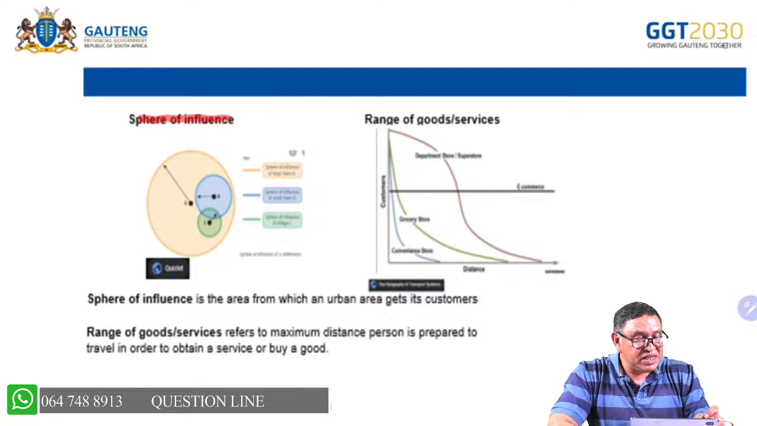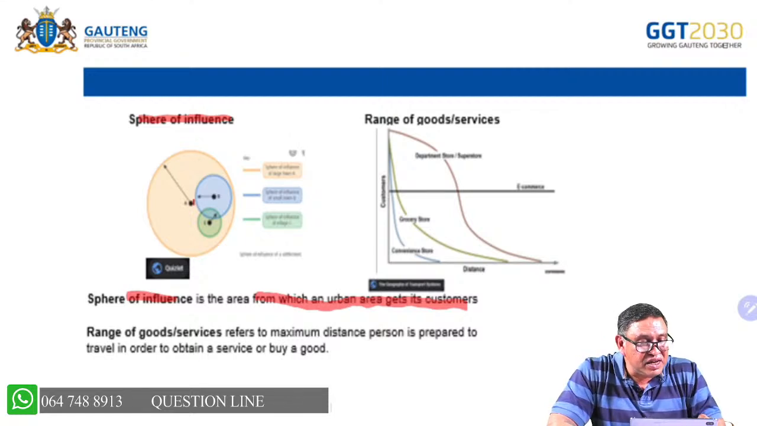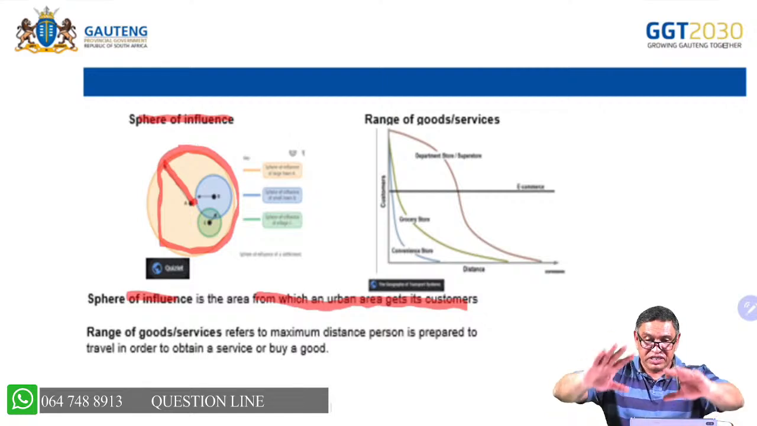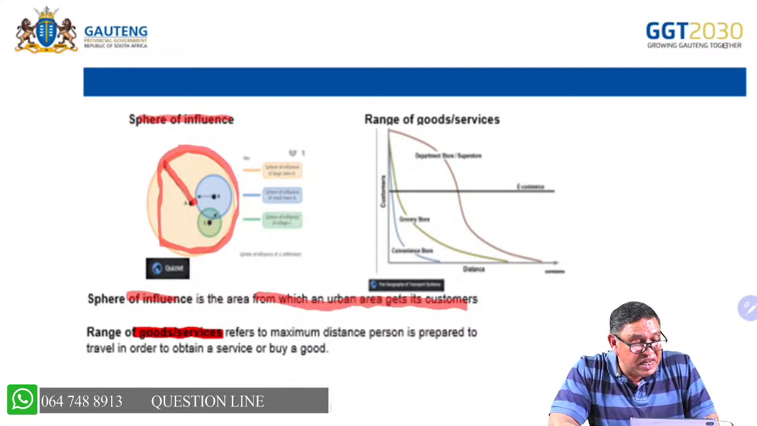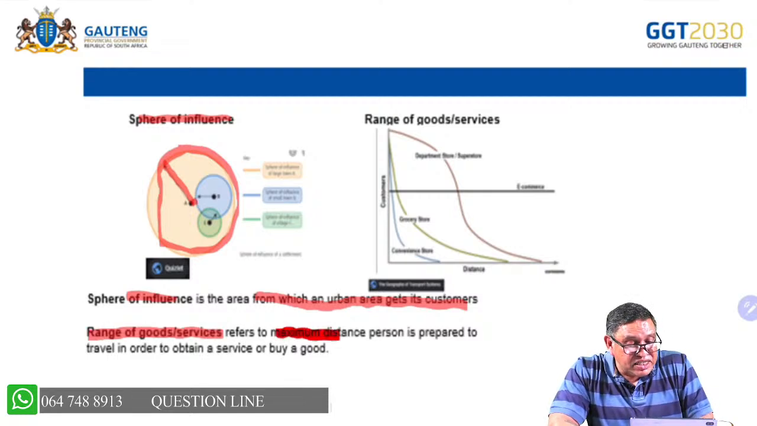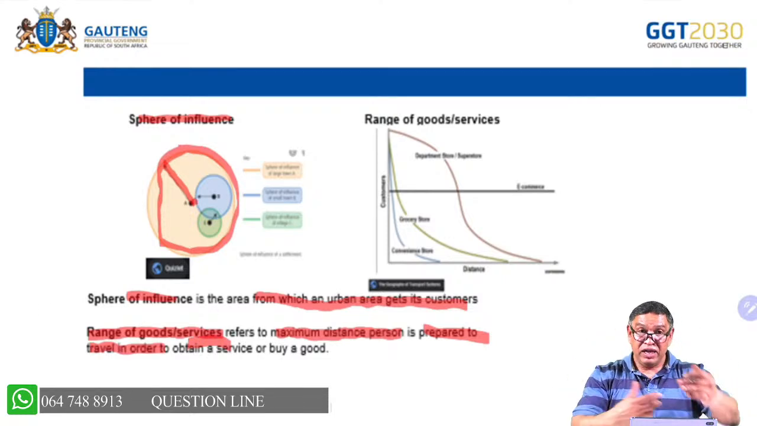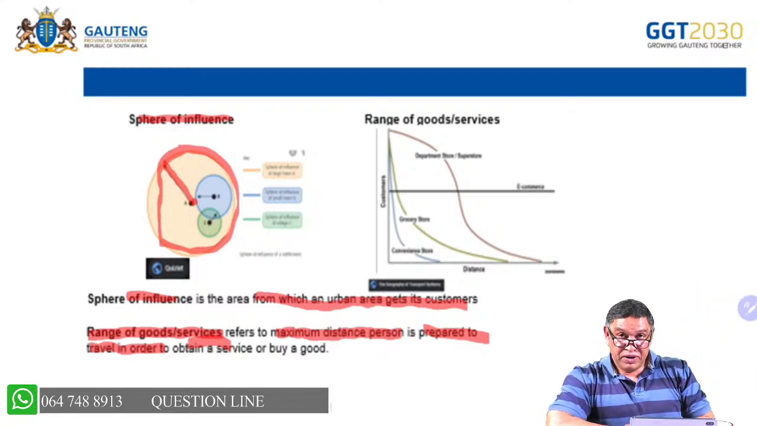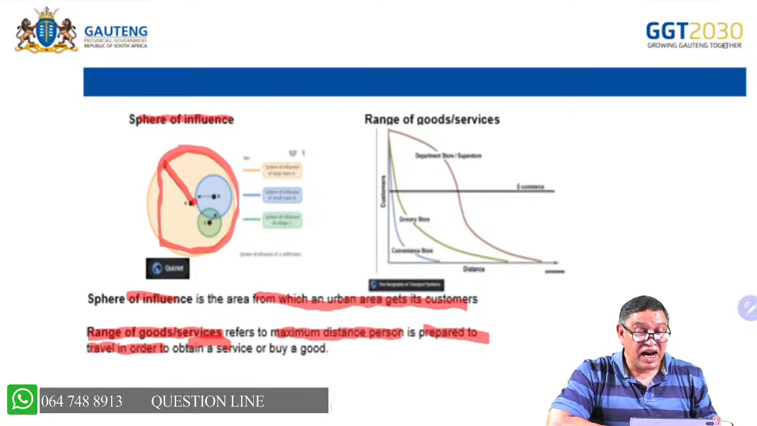Sphere of influence is the area from which an urban area gets its customers. So this urban area has a larger sphere of influence. Maybe it's got higher order services, it's a larger center, so it draws more customers. Range of goods and services refers to the maximum distance a person is prepared to travel in order to obtain a service. Like if you're buying a car, you're prepared to travel much further than going to buy a loaf of bread. So the range for the car is much higher.